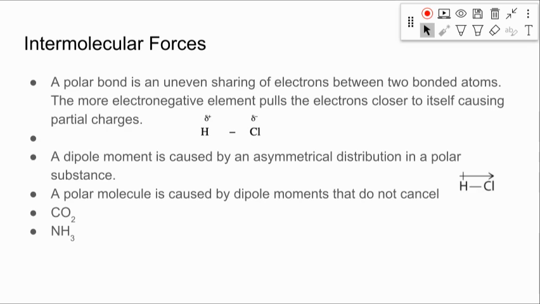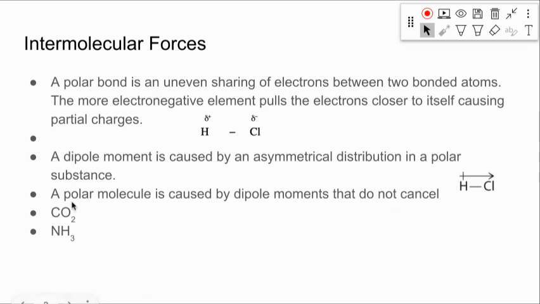When that happens, there is what is called a dipole moment. Di meaning two, pole meaning charged in essence. A dipole moment is caused by an asymmetrical distribution in a polar substance. When we show that, we use this dipole moment arrow down here where we point towards the more electronegative element. If the dipole moment is caused and it does not cancel, remember we talked about tug of war, if there's not equal and opposite forces pulling on me, then I'm going to shift and move in whichever direction the greater force is. So polar molecules are caused by those dipole moments that do not cancel.